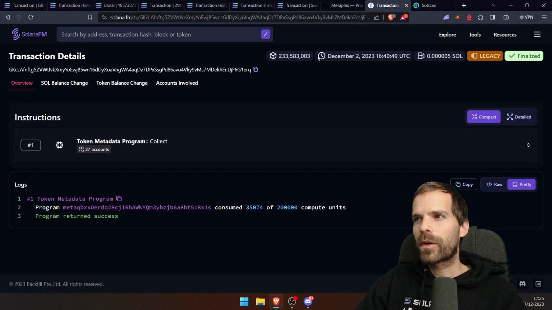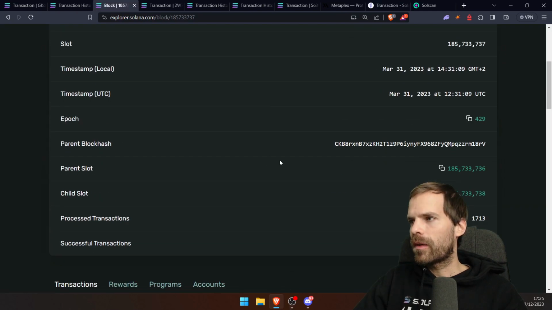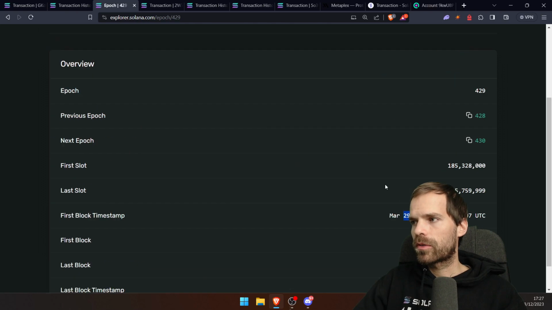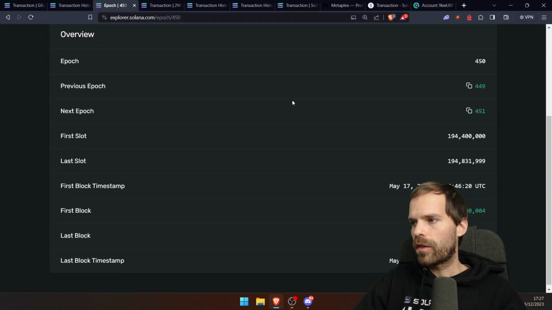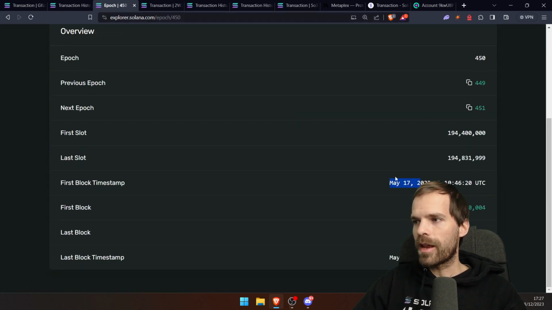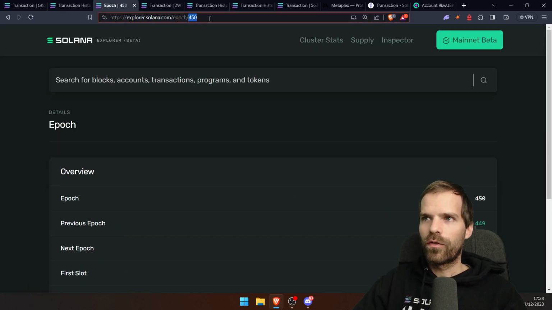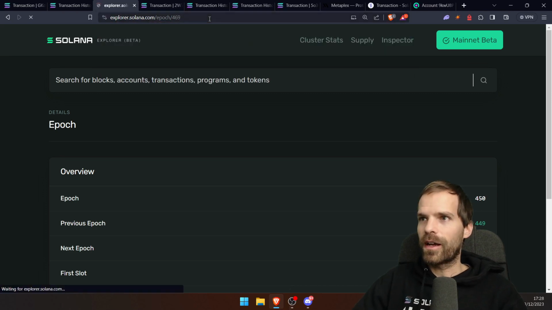Is there an explorer where I can search for specific transactions from a long time ago? This still feels like doesn't exist. Wait, but maybe I can search for epoch. So searching by epochs, maybe that helps. 450. That was May. Getting there. 469.